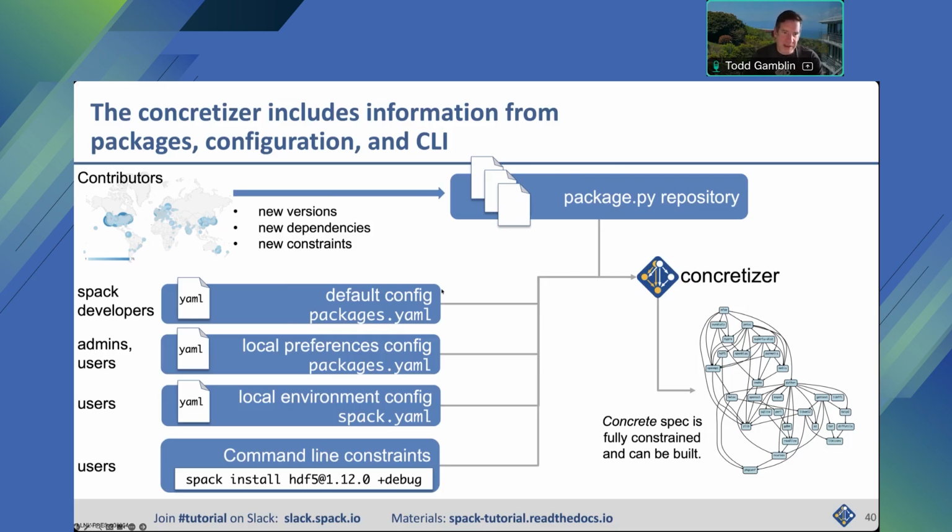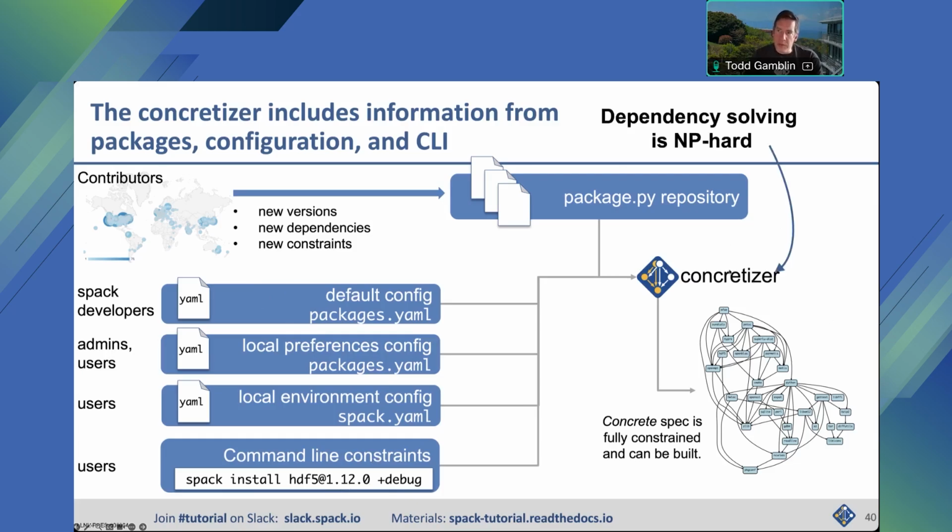There are also other places where Spack can pull configuration from. So there's configuration for developers, there's configuration for users. There's configuration that can be in your home directory or in environments. And all of these you'll hear about in the config section. You'll learn a little bit about in the environment section as well. There's configuration that can come off of the command line. So when you say spack install hdf5@1.12.0 +debug, that's more constraints that go into the solve. And the concretizer's job is to pull all these things together to understand all the relationships of packages with each other and to create a consistent graph.